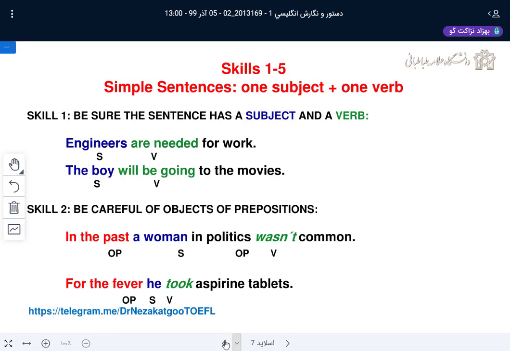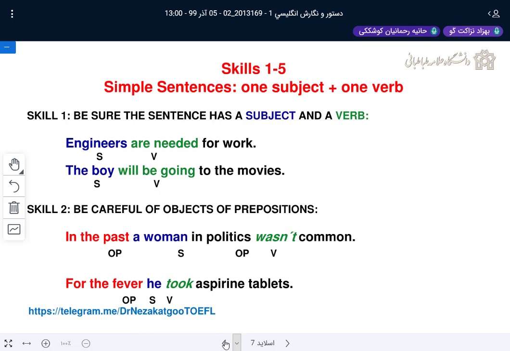Let's go with number one and be sure the sentence has a subject and a verb. Let's ask Zainab. Zainab Tariqi. Zainab, will you please unmute your mic? Okay, Zainab. Hania. Yes. Good afternoon, Hania. Will you please start reading skill number one?